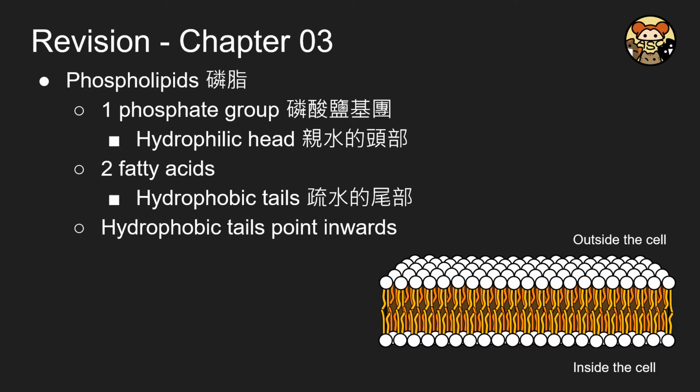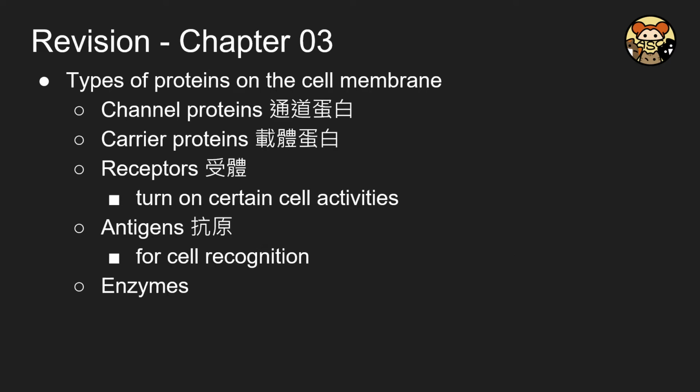Here is the general structure of the phospholipid bilayer. It has a phosphate group, which is hydrophilic, meaning it likes water. It also has two fatty acid tails, which form a hydrophobic region, meaning it hates water. Because both outside and inside of the cell are mostly aqueous medium, which means water, the hydrophobic tails point inward and form a layer of hydrophobic region within the bilayer structure.